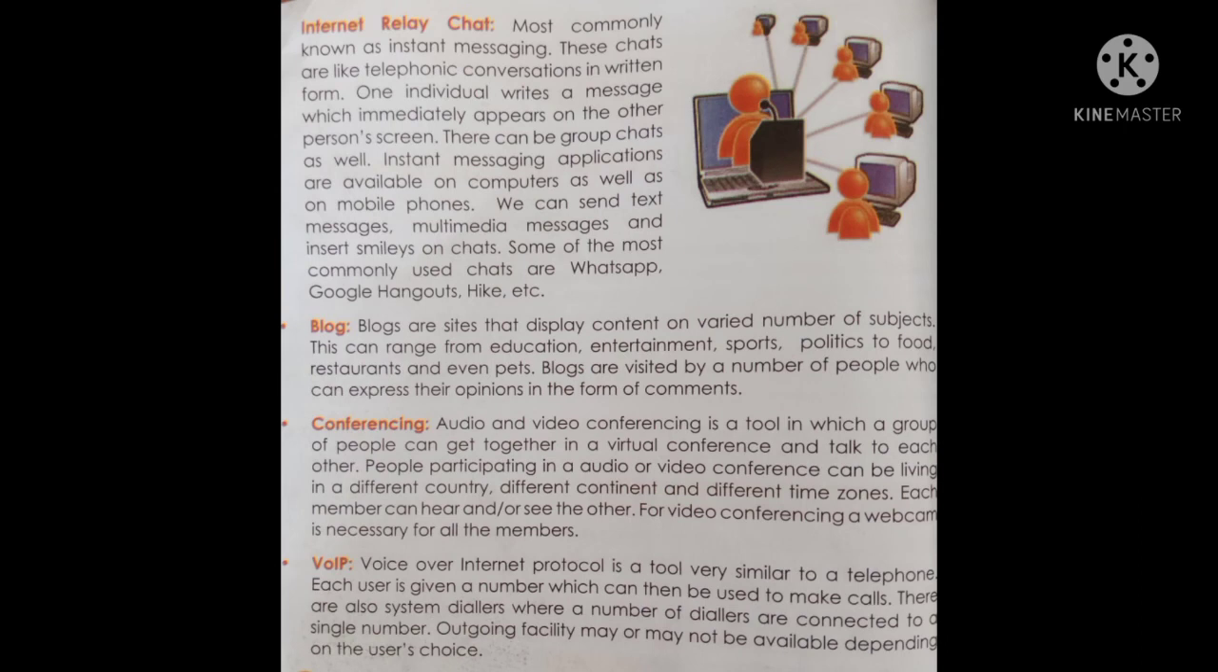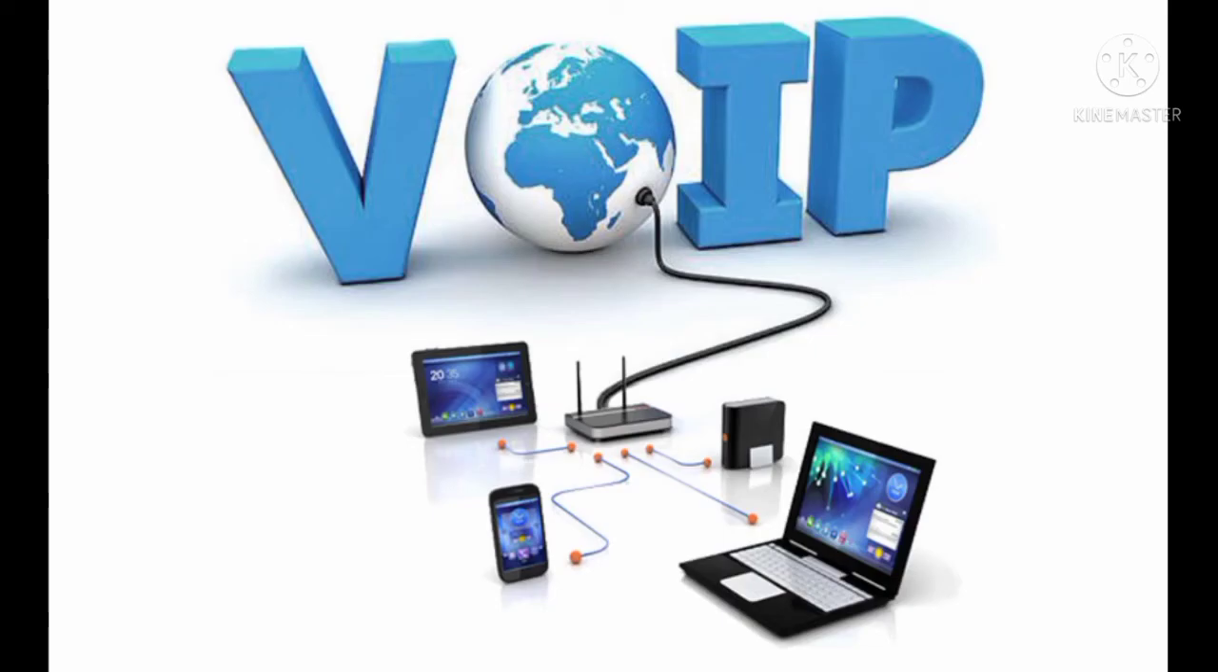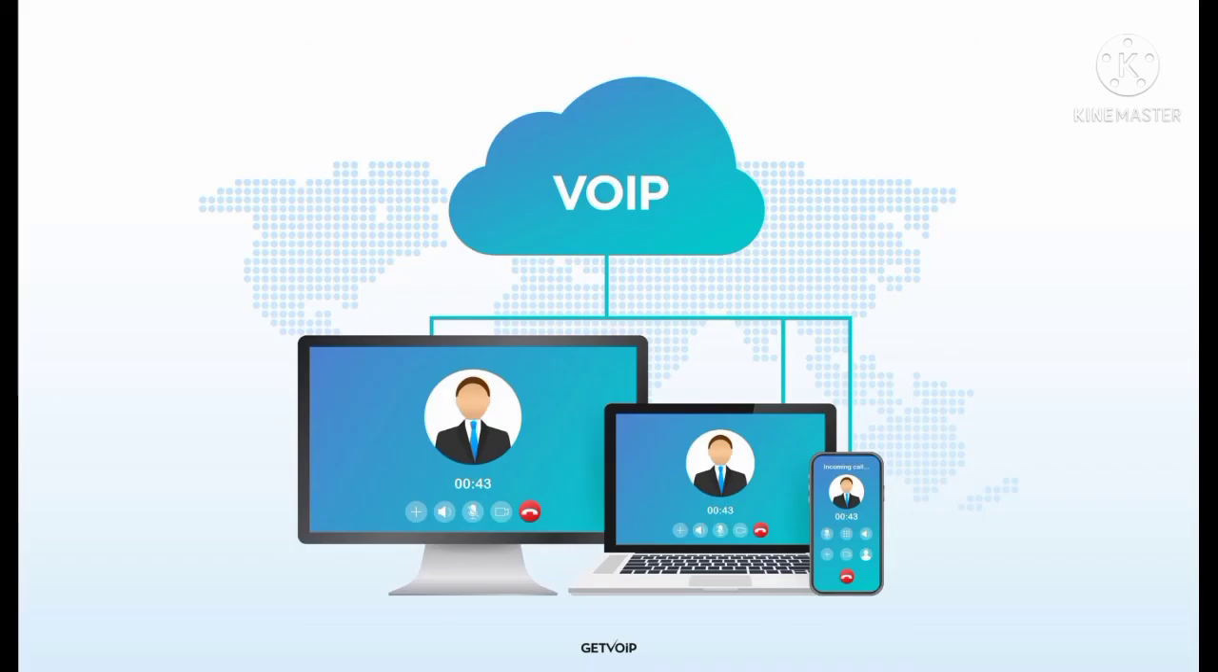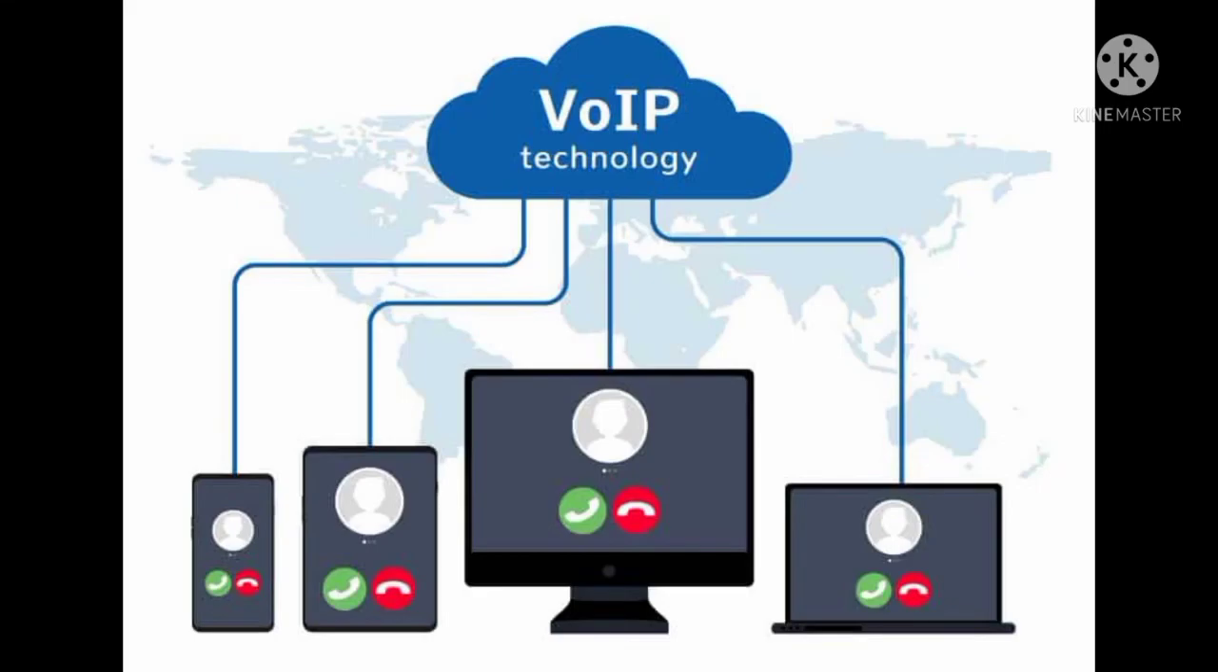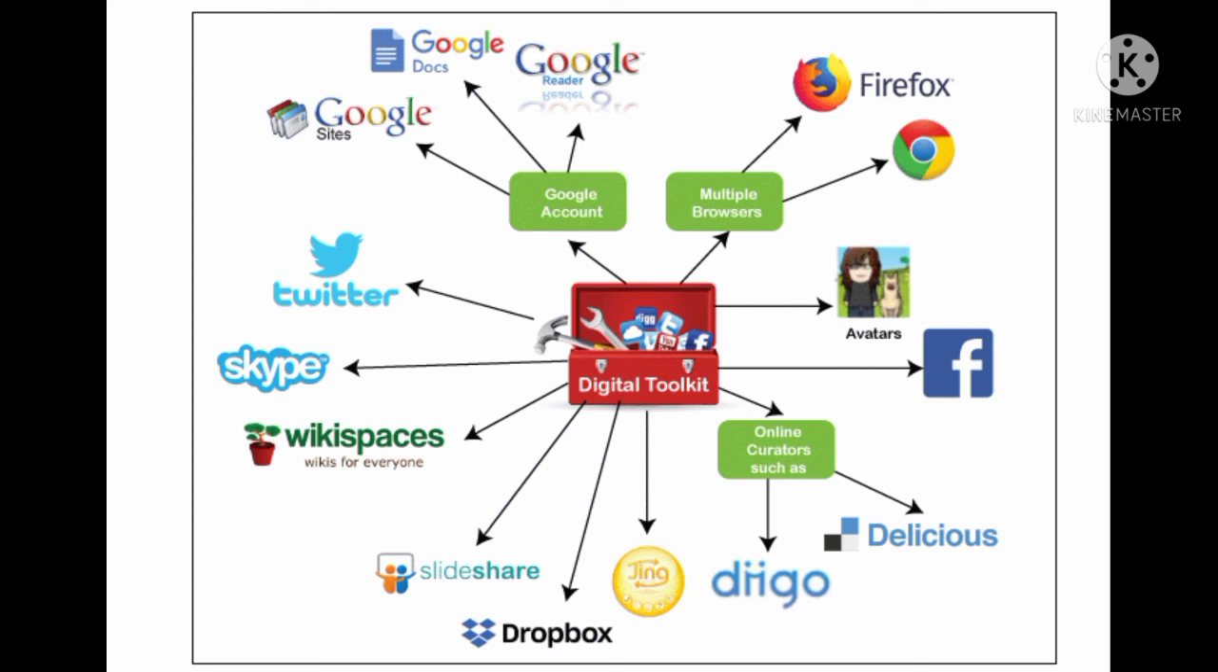The next communication tool on the internet is Voice over Internet, VoIP. Voice over Internet Protocol is a tool very similar to the telephone. Each user is given a number which can then be used to make calls. There are also system dialers where a number of dialers are connected to a single number. Outgoing facility may or may not be available depending on the user's choice. So students, these are some tools of internet communication. I hope you all have understood the different tools of communication on the internet.